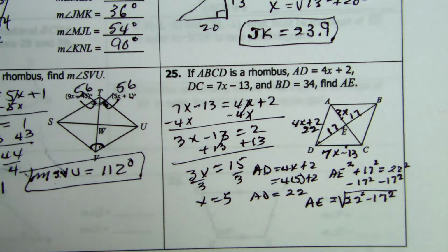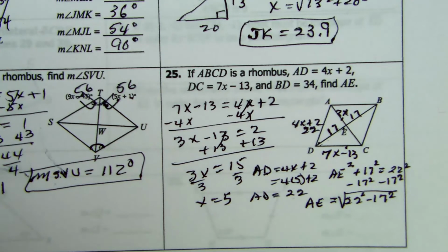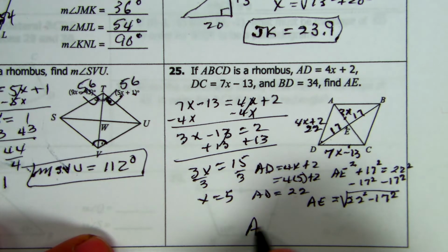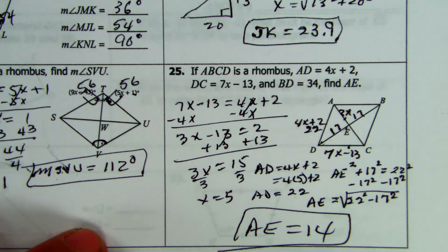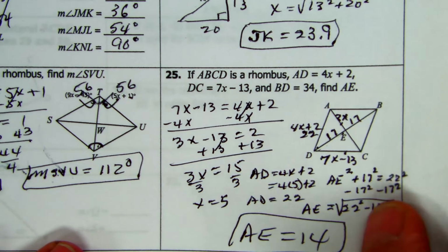Now, let's put that in our calculator. So we have second, square root of 22, hit the square button, minus 17, hit the square button, hit enter. 13.96, so AE is equal to 14. Okay? Let's go to the next page.